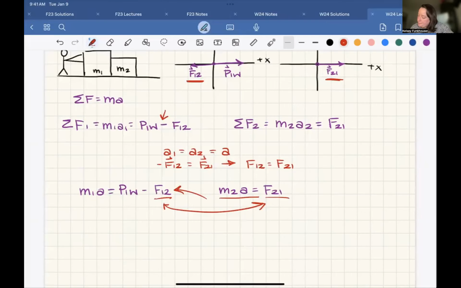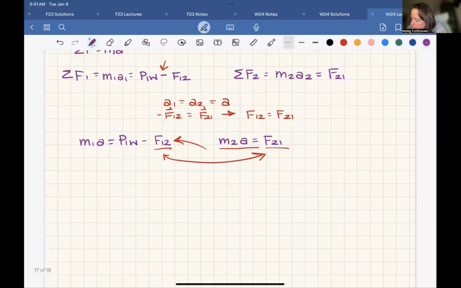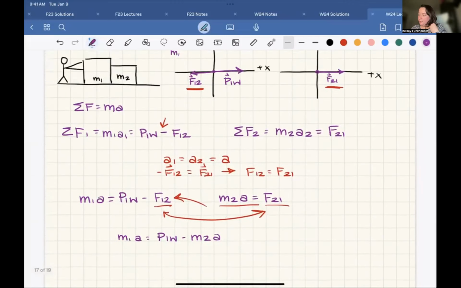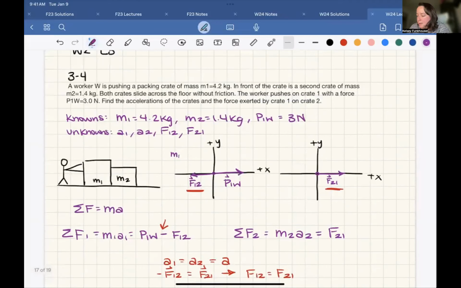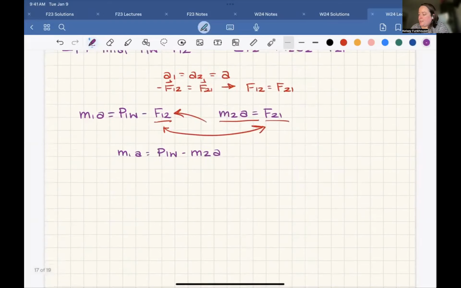Which is what we're going to do. So we have mass 1 acceleration equals the pushing force minus, now this is where I plug in, mass 2 acceleration. Okay, and the thing we're trying to solve for first, because I'd asked for it, is the acceleration, which is the same acceleration, we covered that part. And then we want to know the force. But first we'll do the acceleration.